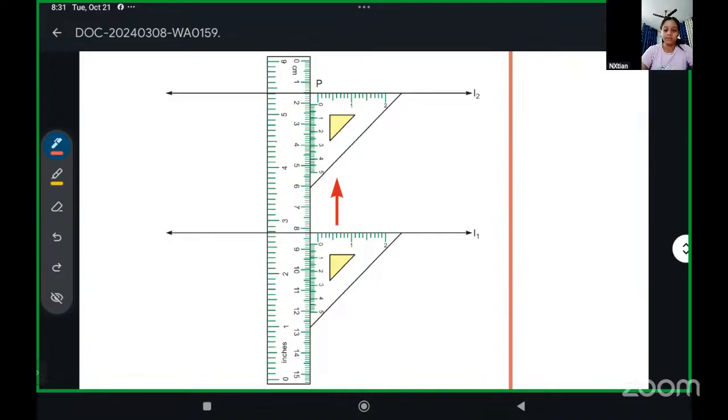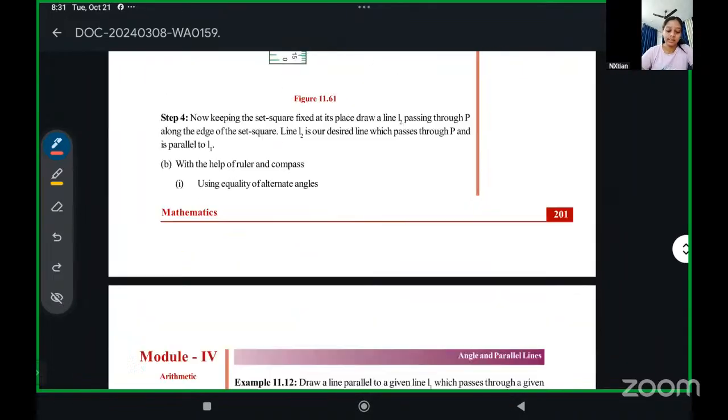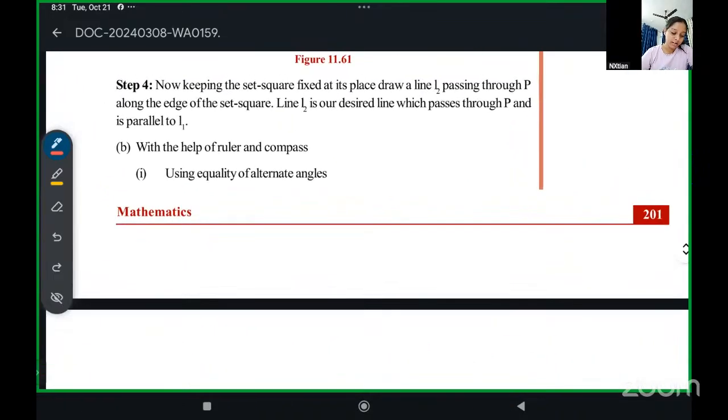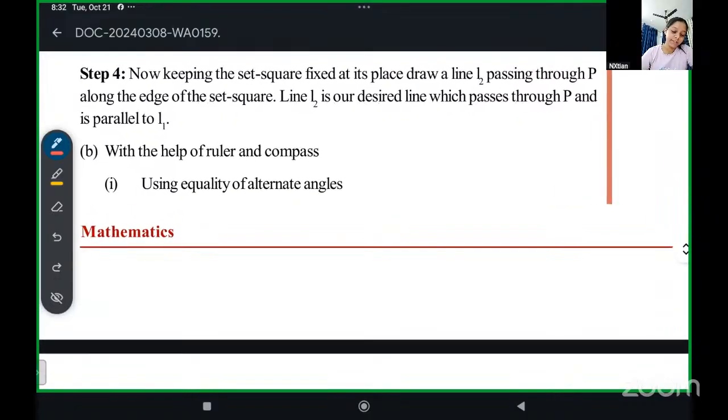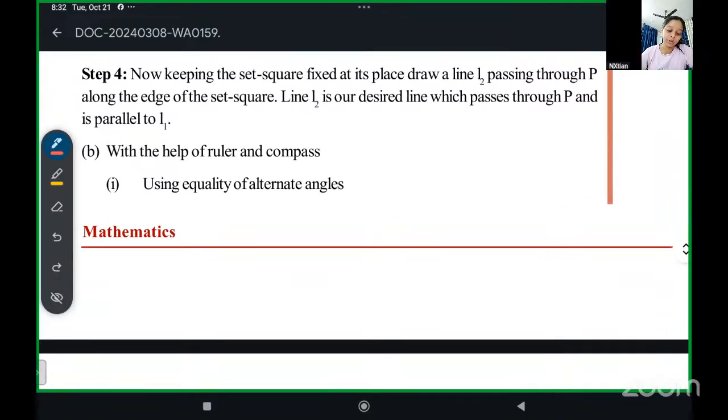Ma'am, I've already done it. Done it? Okay. Now, keeping the set square fixed at its place, draw a line L2 passing through P. L2 is drawn here in step 4, Abraham. Okay. L2 is drawn in step 4.